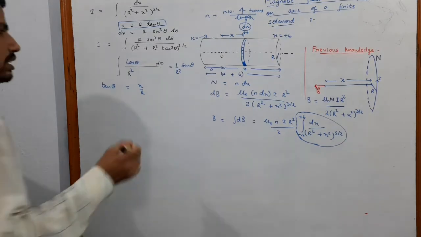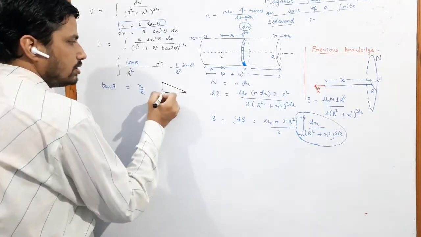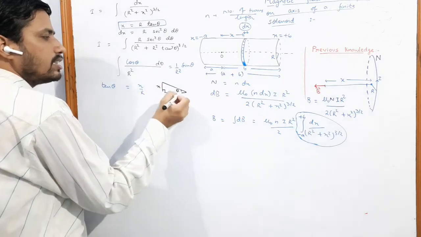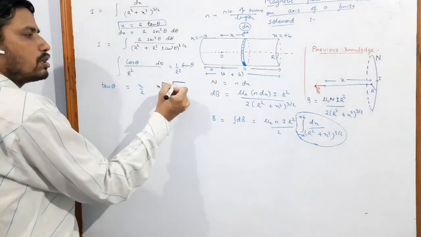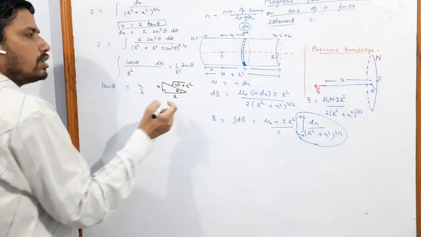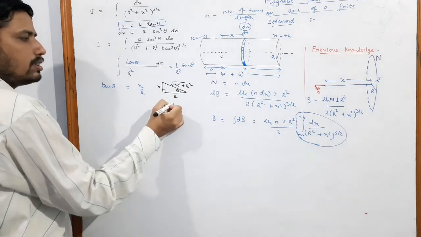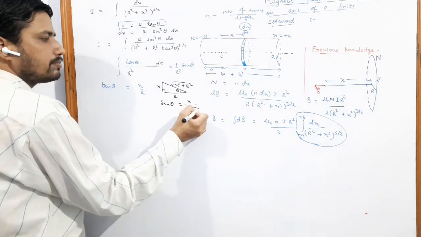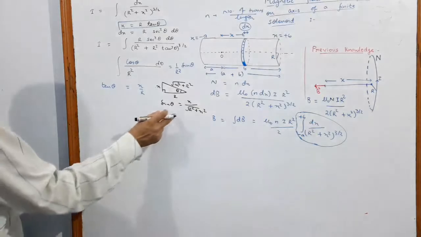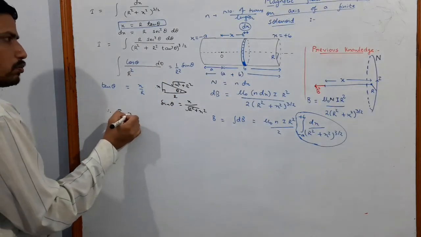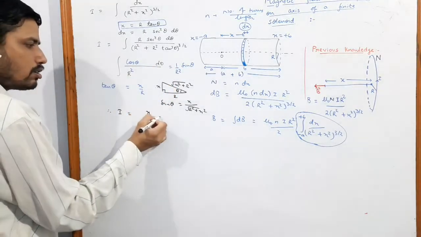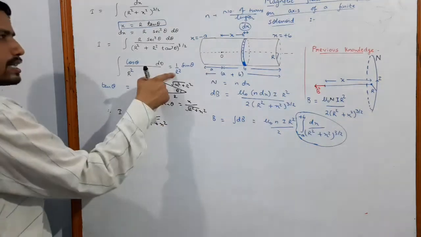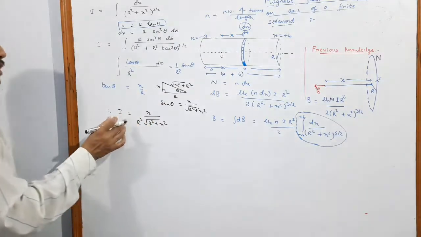Now if tan theta is x by r, suppose this is theta, this is 90 degree, this is x, this is r. Tan theta is perpendicular by base. This hypotenuse becomes under root x square plus r square, and therefore sin theta will be how much? Perpendicular upon hypotenuse, that is this much. To put this value of sin theta, therefore our I becomes how much? Sin theta I'll write as x upon under root r square plus x square, and then there is this r square. Now we have got the value of I.